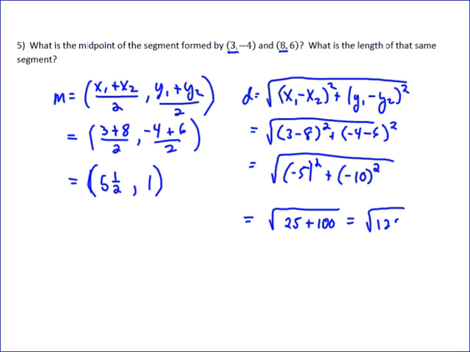And I didn't tell you to do this, but you need to know how to type that in your calculator, but you also need to be able to simplify. So for 125, I look for what perfect square goes into 125. Well, 25 does, and 25 goes in 5 times. So the square root of 125 is the same as 5 root 5. So the length of the segment between these 2 points is 5 square root 5.